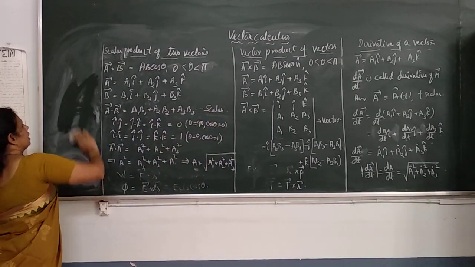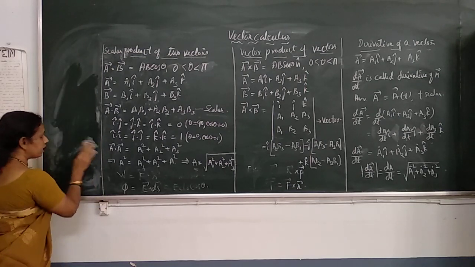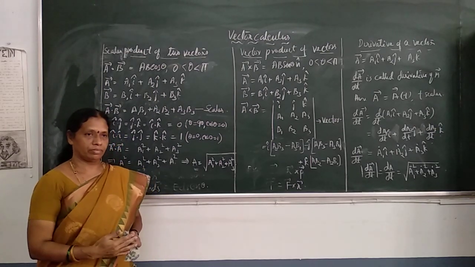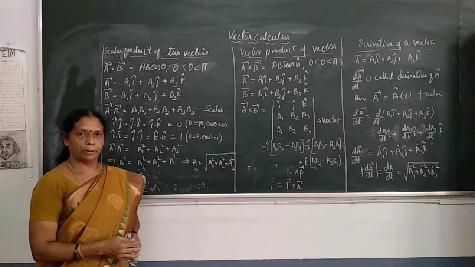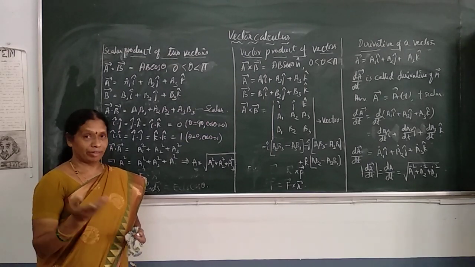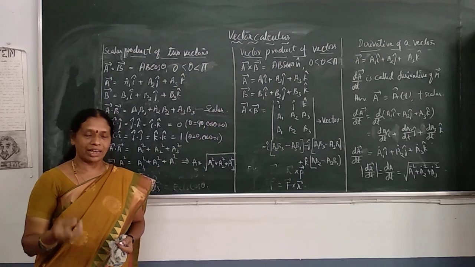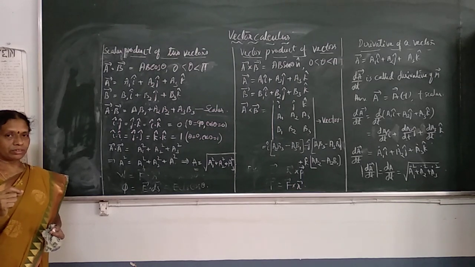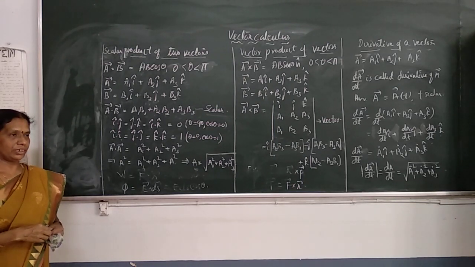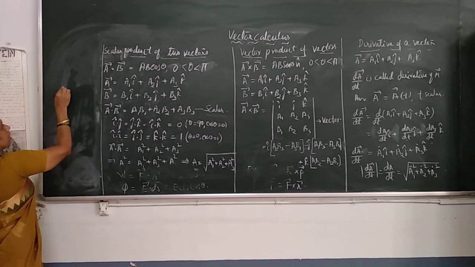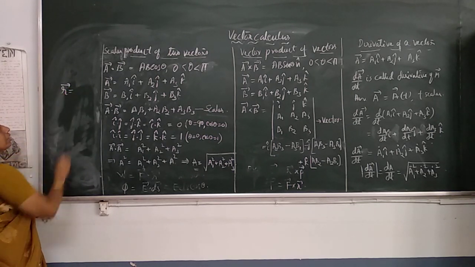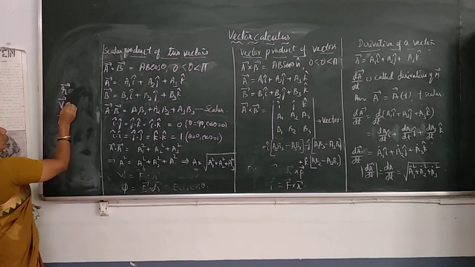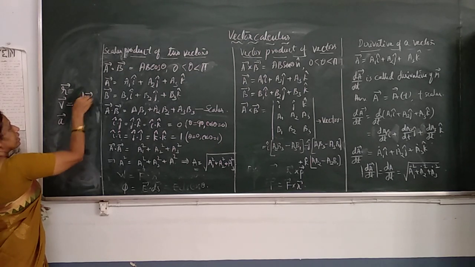In mechanics, we come across quantities like velocity and acceleration. Whenever a particle is in straight line motion, we define the vector quantities displacement, velocity, acceleration, force, etc. What is velocity? Rate of change of displacement is called velocity. Usually the displacement of a particle is represented by the vector r, velocity by the symbol v, acceleration by the letter a. And we define velocity as dr vector by dt.